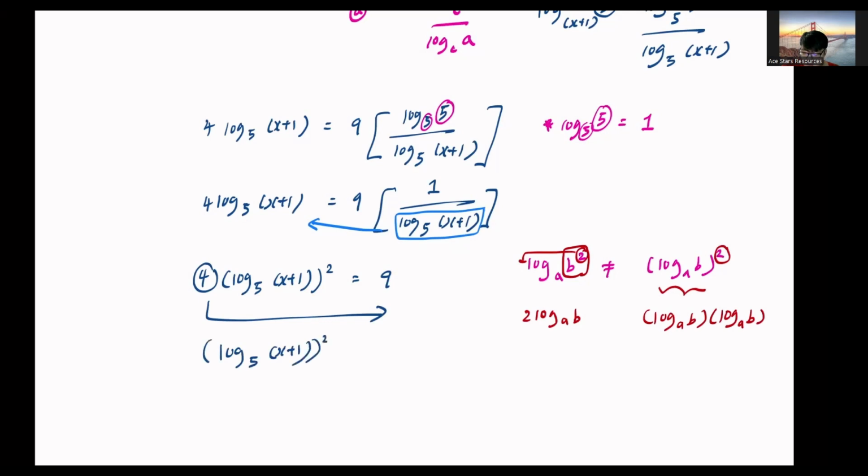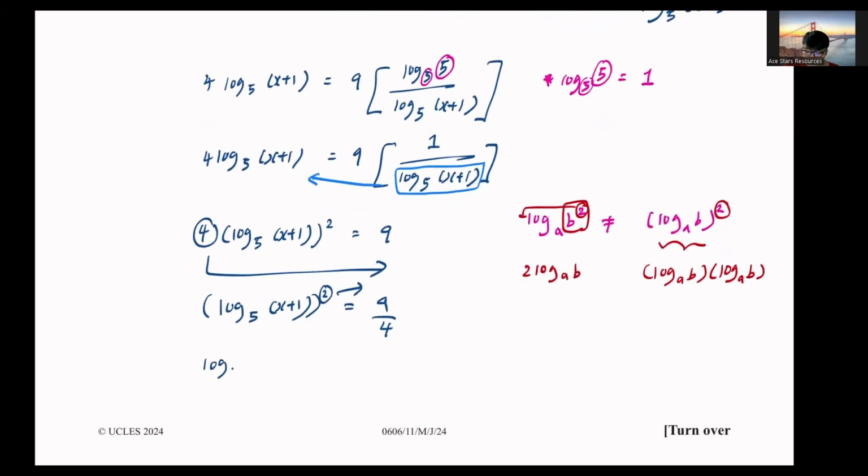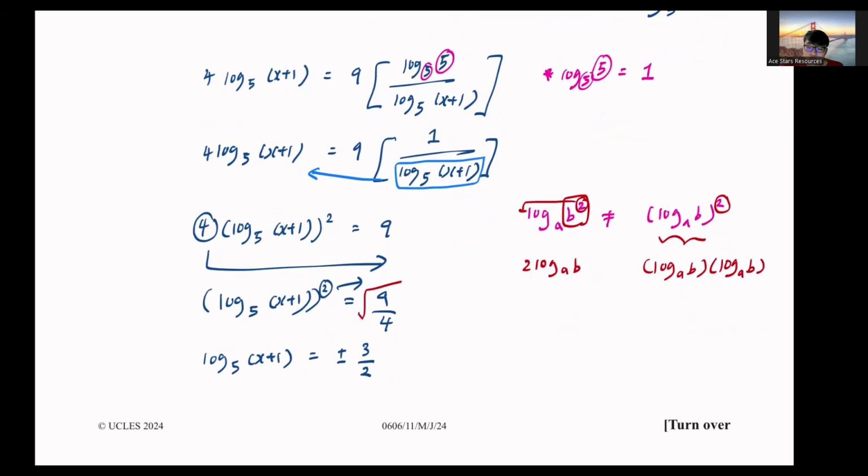Okay, I'm going to cover it up. 9 over 4. How are you going to solve this? Power of 2, move to the other side, so you end up with 2 possible answers: plus minus 3 over 2. When you move over to the other side you end up with a square root, which means you have one positive and one negative. So log base 5 of (x plus 1) is 3 over 2, or log base 5 of (x plus 1) is minus 3 over 2.